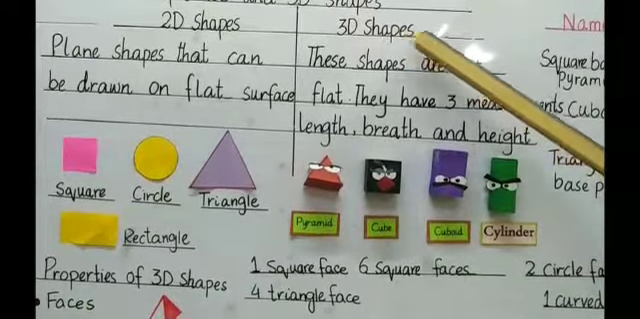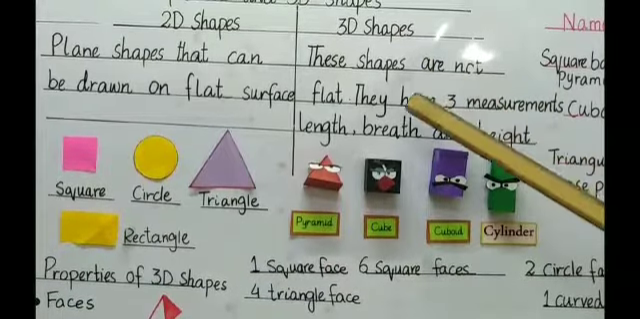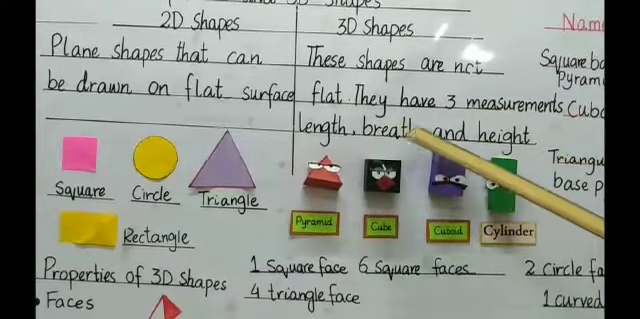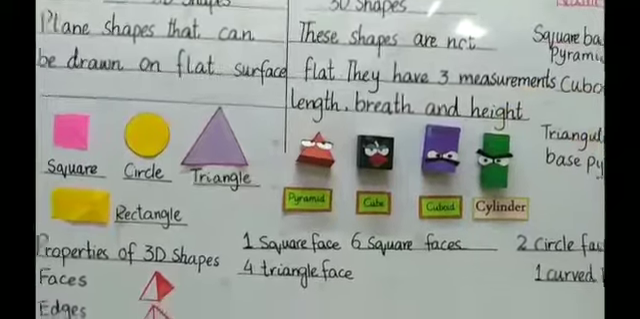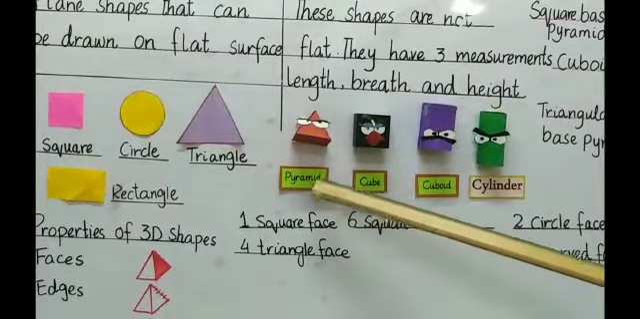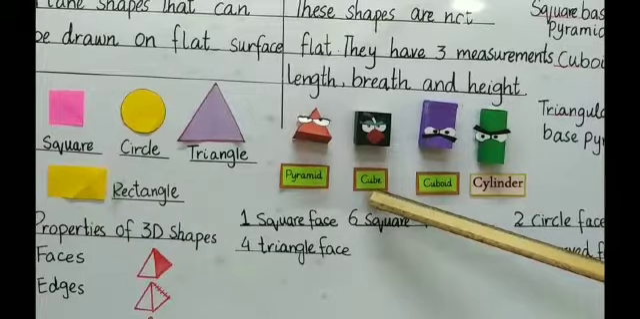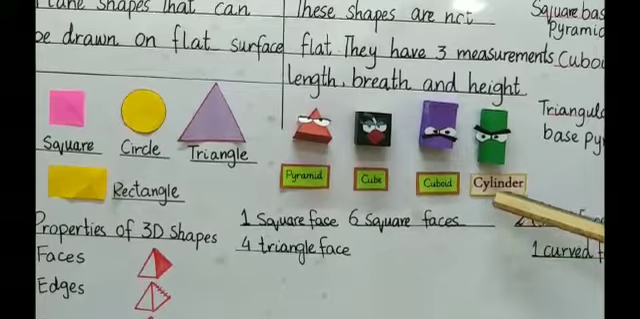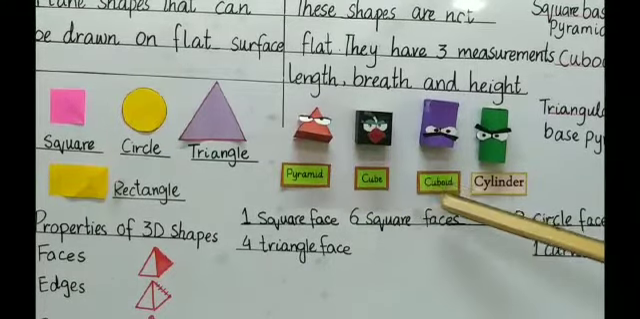What are 3D shapes? 3D means three-dimensional. These shapes are not flat. They have three measurements: length, breadth, and height. As you can see here, pyramid, cube, cuboid, cylinder, sphere are some of the 3D shapes.